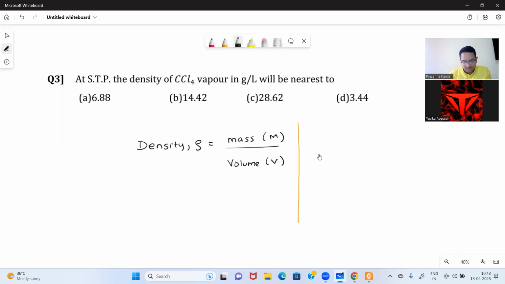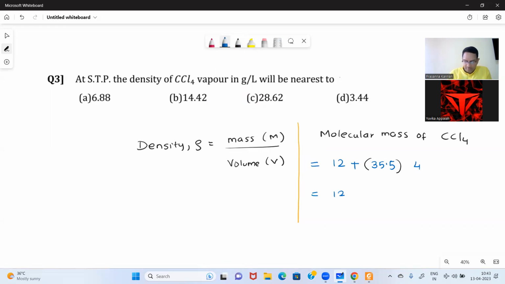So what can we find first? Molecular mass, Viveka? Yes. So the molecular mass of carbon tetrachloride. Carbon, what is the atomic mass? 12. For chlorine, the atomic mass is 35.5. But how many atoms of chlorine are there? 4, sir. CCl4, right? Yes.